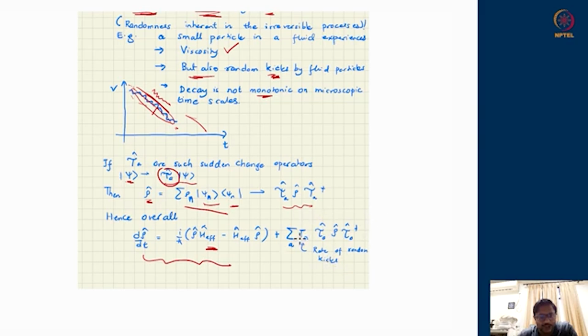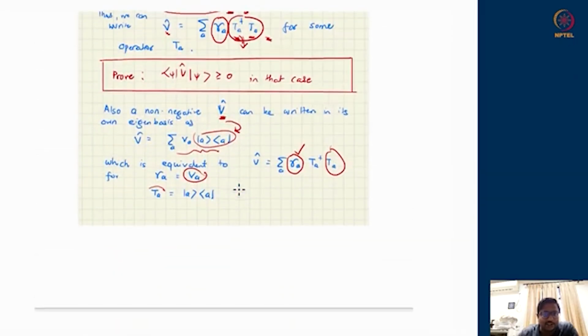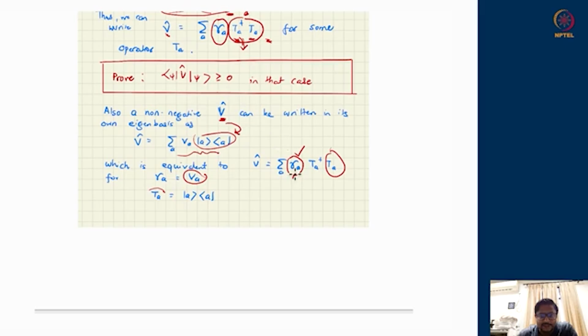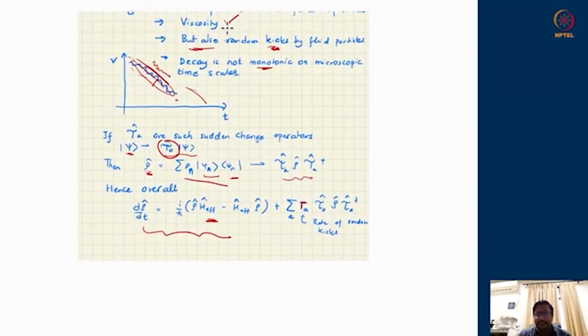The rate of random kicks is determined by this parameter gamma A. Small gamma A, remember, was the rate of the dissipation. This will try to smoothly take the probability to smaller and smaller values, while this capital gamma A gives the random kicks the atom will receive at times, and momentarily the density matrix will change in any direction the randomness allows.